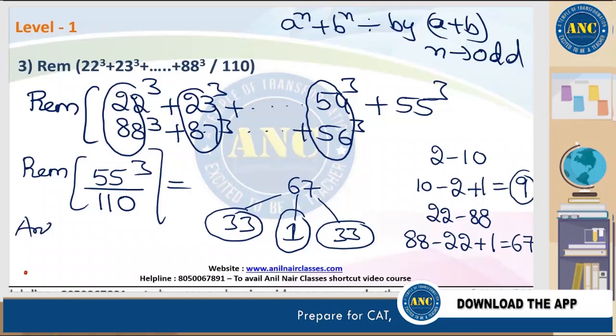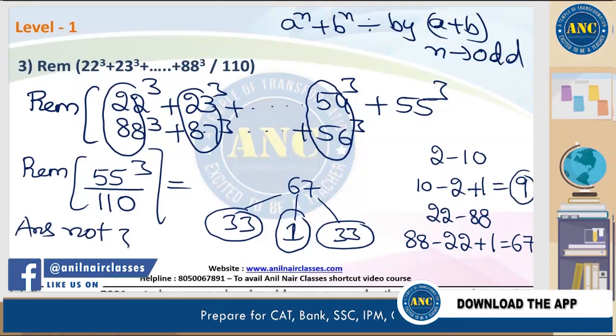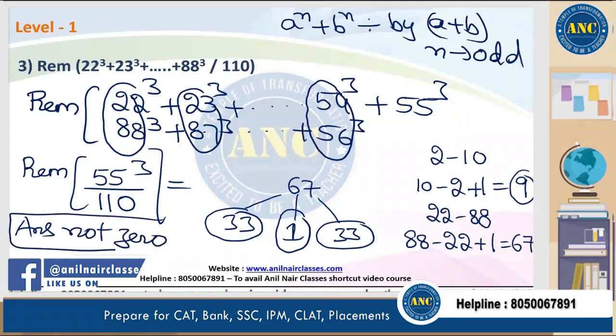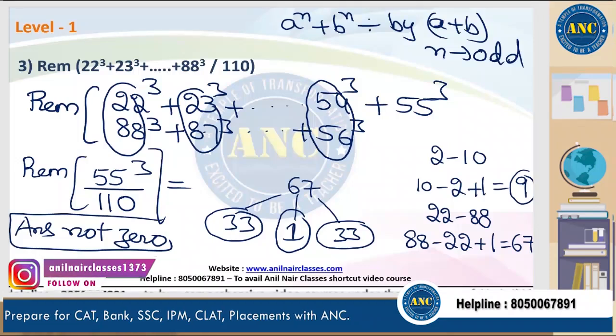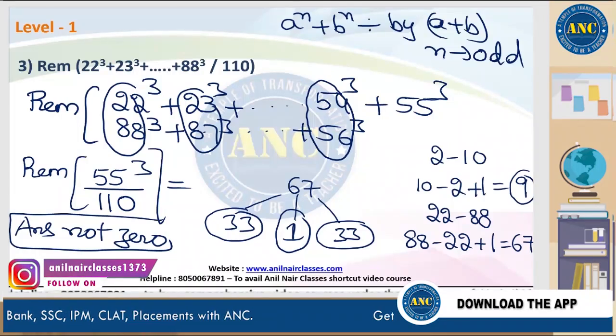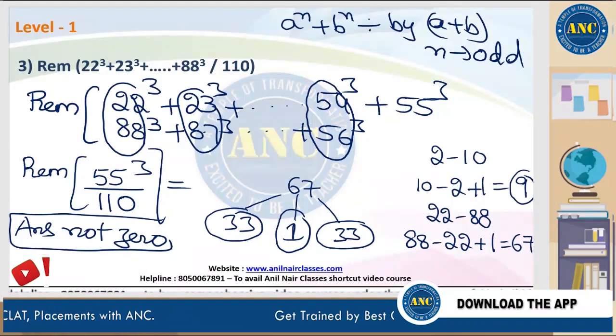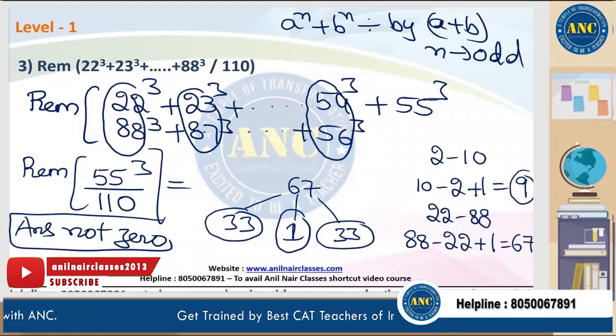Why is the answer not 0? I hope the idea is clear. Now we have got 55 cube by 110.